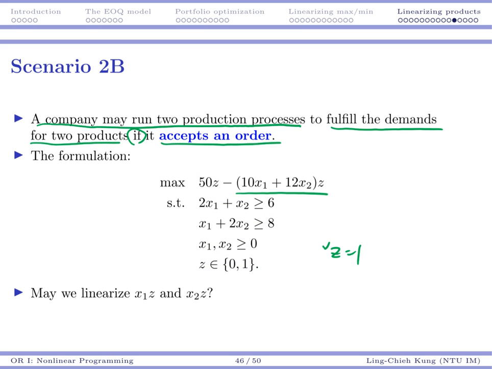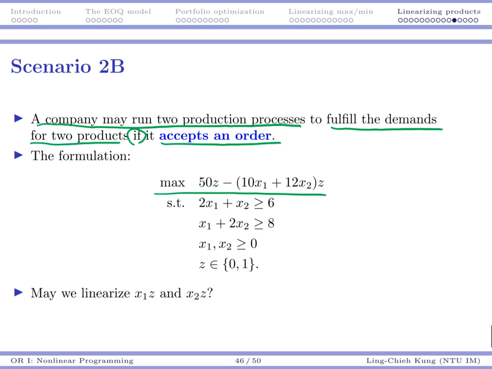So you're going to see that if you don't accept this order, that is, if you put Z equals 0, then you still need to make the production planning, but you don't need to execute it. That means you don't need to pay any cost, as long as you don't accept this order. Okay? So there must be some way for us to linearize this particular formulation.